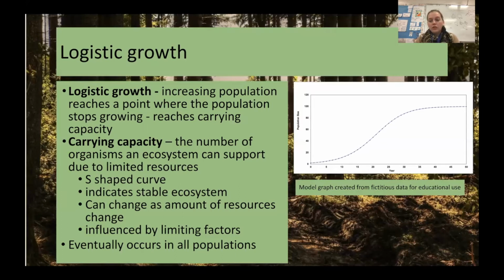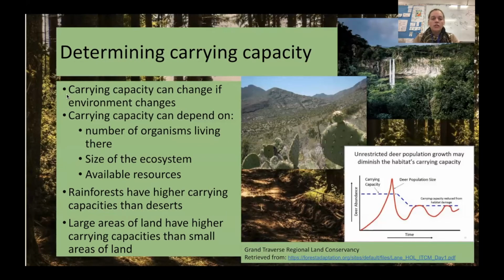So carrying capacity will eventually be reached in all populations, even humans, at some point when we are running out of resources. Determining carrying capacity is really important if we want to preserve a particular species. And carrying capacity can change if the environment changes. Deforestation, for example, can change carrying capacity because you're eliminating habitat. So when we want to preserve an ecosystem, we want to maintain a population, we have to look at certain factors that will determine the carrying capacity of the population we want to control.